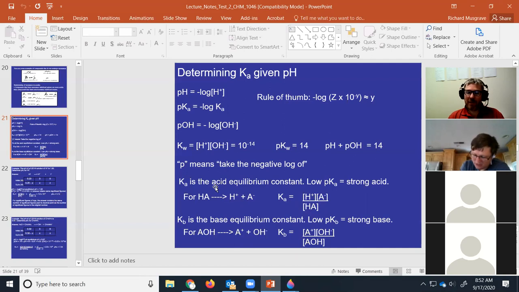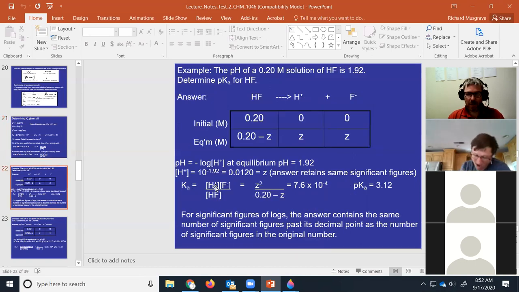All right, so that's going to be the basis of what we're going to be talking about from here. And it's probably going to be easier for me to do some examples at this point. So here is the kind of problem that we'll be starting out with. We're told that the pH of a 0.20 molar solution of HF is 1.92. Determine the pKa for HF. So let's see how we manage that.